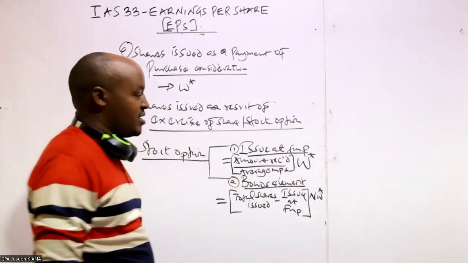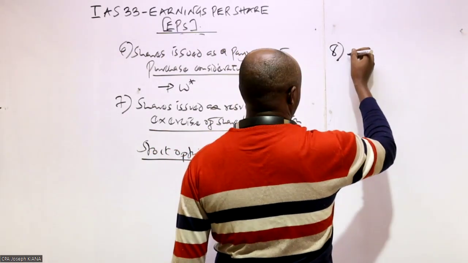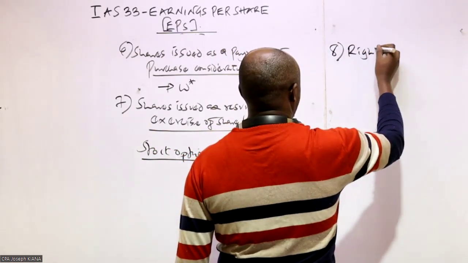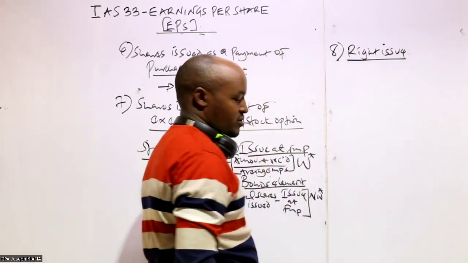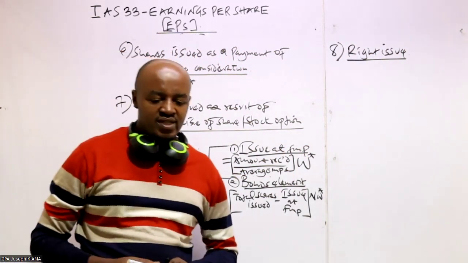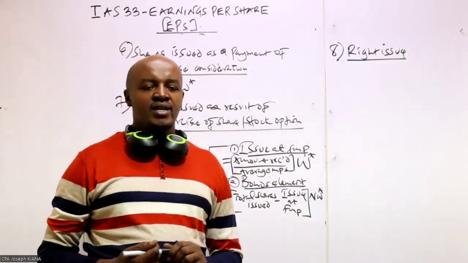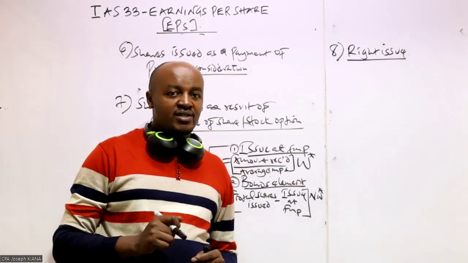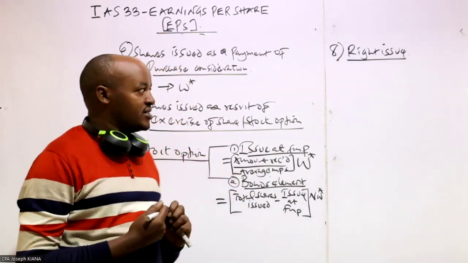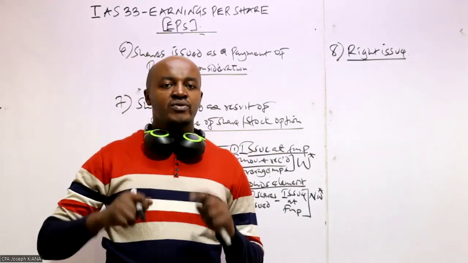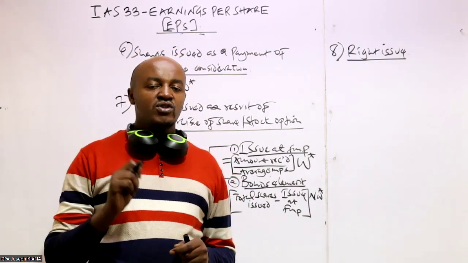So the last cause of the change in the number of shares issued during the current year is what we refer to as the rights issue. What is the rights issue? A rights issue is basically the issue of additional shares to the existing shareholders of the company at a discounted price to the market price. In other terms, this is the issue of additional shares to the existing shareholders of the company at a price which is below the market price.